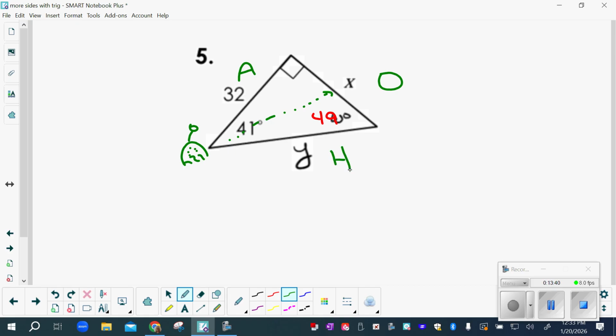So what I'm going to ask you to do right now, let's start by finding X. That means ignore this guy for now. We'll come back to him later. Look at what you have. Go ahead and set it up. X is opposite over hypotenuse. I'm sorry, opposite over adjacent. It's tangent.